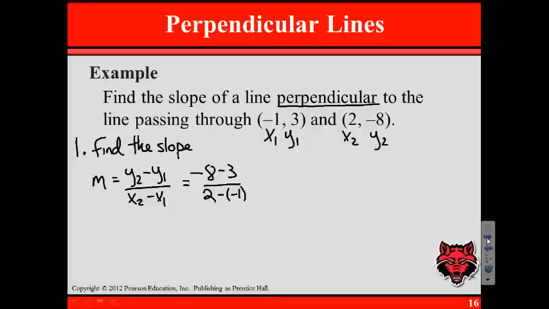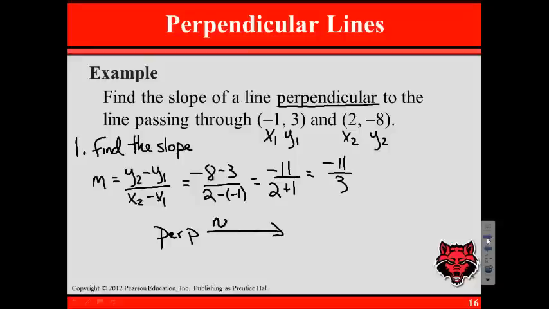We have -8 minus 3, which is -11. 2 minus -1, which is the same thing as 2 plus 1. So this becomes -11 over 3. Now that's not the final step if we have that keyword perpendicular or parallel. When we see perpendicular, we have to do one more thing, and that is find the negative reciprocal.